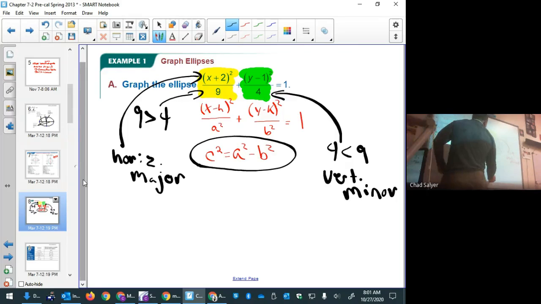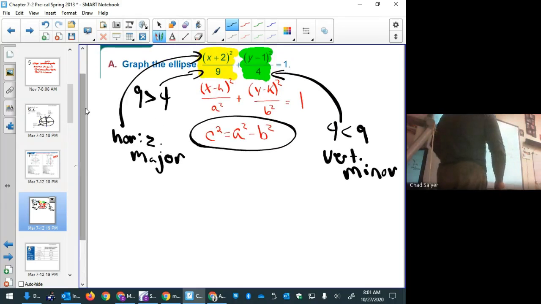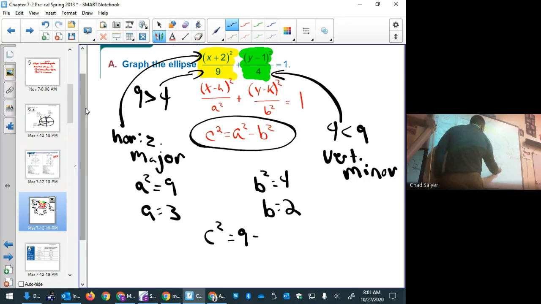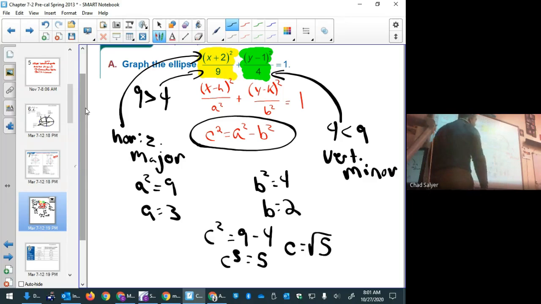Okay, so let's find A, B, and C, which should be our first task here. We're already in standard form, so we don't have to worry about any algebra. A squared equals 9, and A equals 3. We just take the positive root, the primary root in every case. And then B squared is 4, and so B equals 2. And then C squared equals A squared minus B squared, so C squared equals 9 minus 4. So that's going to be 5. So C equals radical 5. So I now know A, B, and C. I've got a horizontal major and a vertical minor. That's everything I need to know about this.